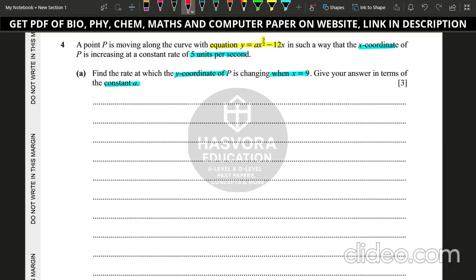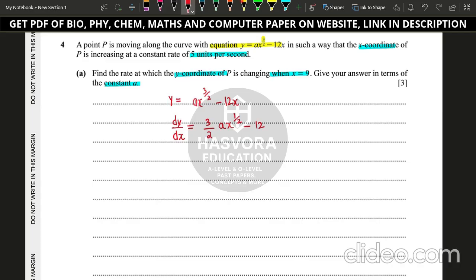So first of all, we have y, which is ax to the power 3 by 2 minus 12x. Now we know that we actually have to apply the chain rule here. So first of all, let's find dy by dx. The differentiation of this will be 3 by 2 multiplied by a x, and then we subtract 1 from the power, so 3 divided by 2 minus 1 becomes 1 by 2, and then the 12x becomes a constant, so this becomes minus 12.